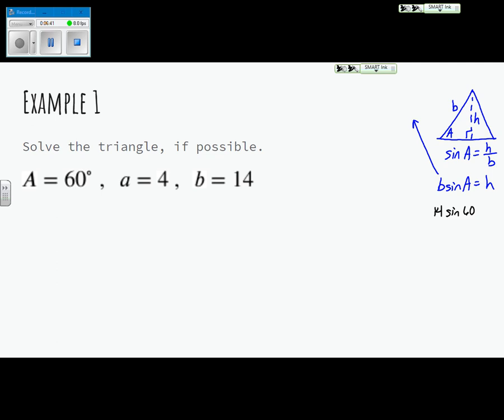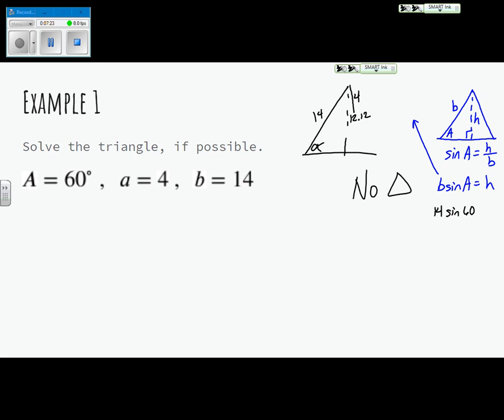I was trying to work a couple of these before I started the video. If I do sine of 60, I know that's a nice angle. This is square root of 3 over 2. I mean, 0.86 something. Times 14, that gives me 12.12. So the height of this triangle, if I was to draw everything out, would be 12.12, where this side is 14. If A is only 4, there is no way for this to come down, and there is not going to be a triangle possible.